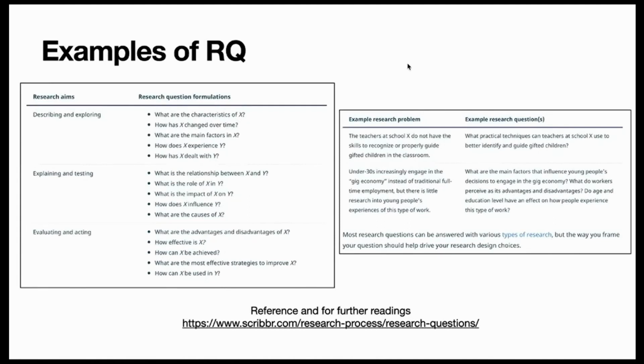These are examples of RQ. Just have a look on your right, examples for research problems. The teachers at school X do not have the skills to properly recognize and guide gifted children in the classroom. So the example of a research question is: what practical techniques can teachers at school X use to better identify and guide gifted children? What do you think the variable should be in this one? You'll find it in that research problem.